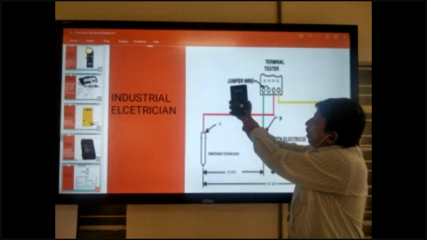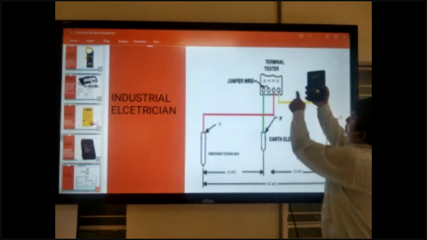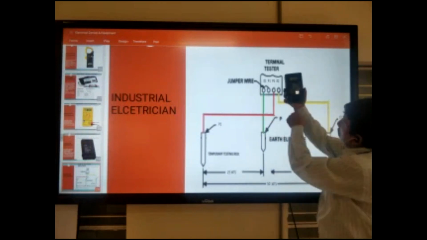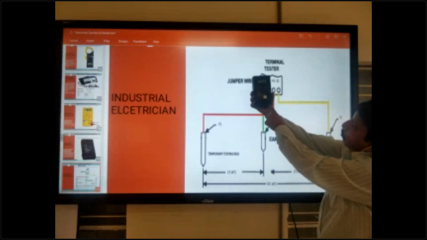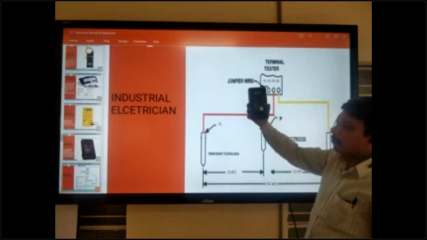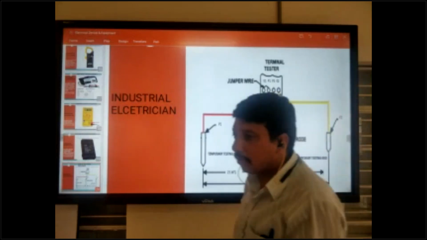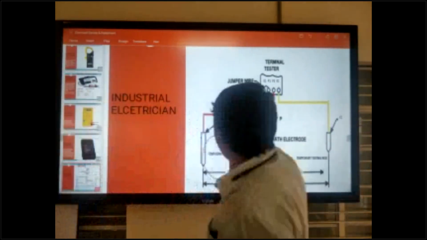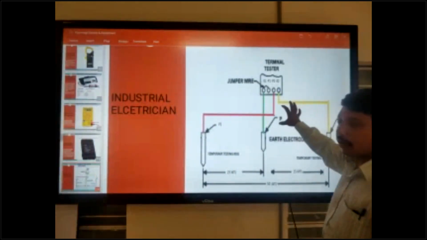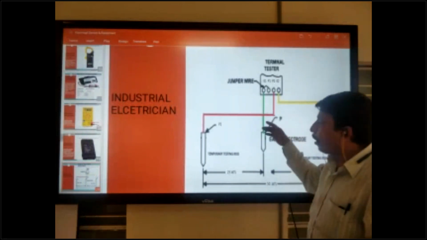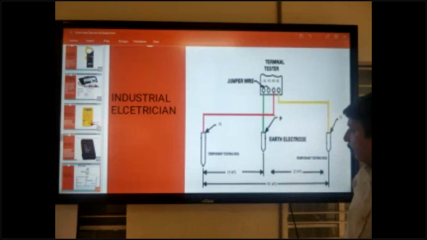And there are 4 terminals, same as this diagram: E1, P1, P2, E2. Same terminals. So make this clear. After this we can also do the practical here.